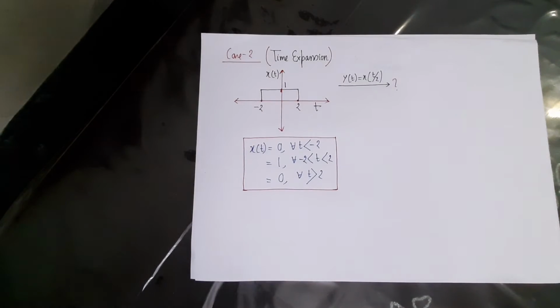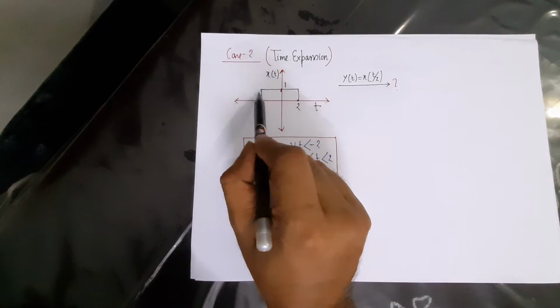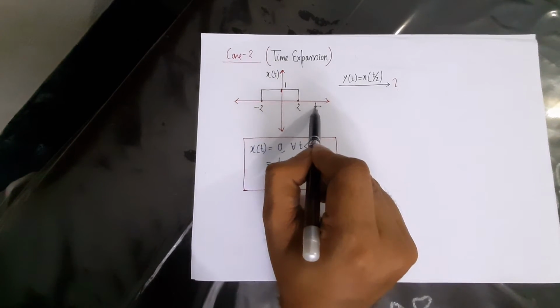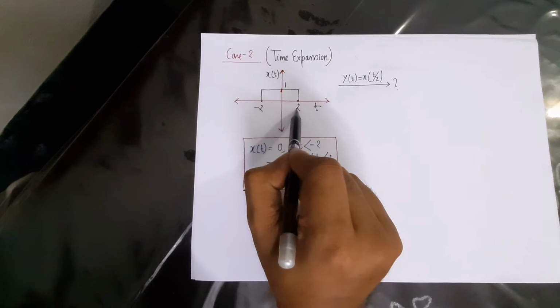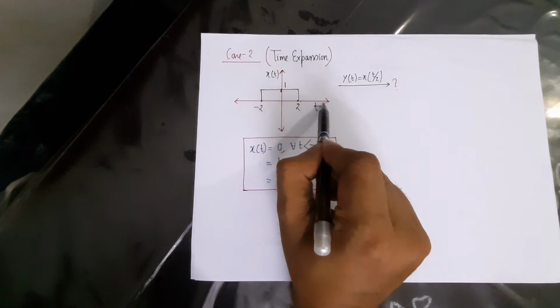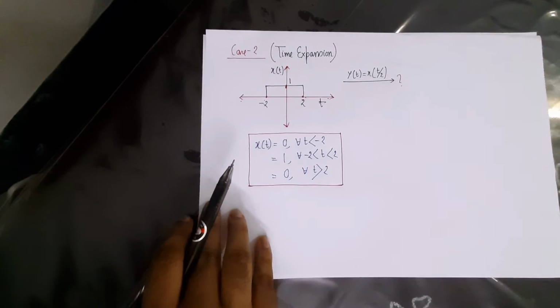Now let us come to case 2, that is the case of time expansion. Suppose we have the original signal x of t, whose waveform looks like this. X of t is equal to 1 when t is varying from -2 to +2. When t is greater than 2, you have x of t is equal to 0. When t is lesser than -2, you also have x of t equal to 0.